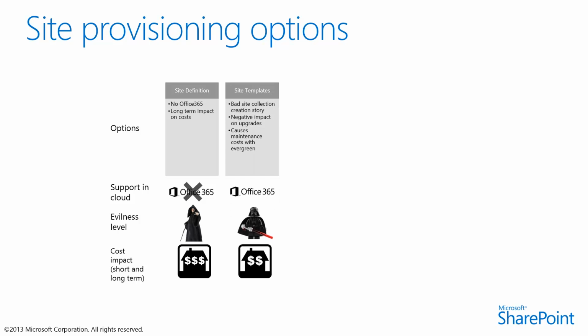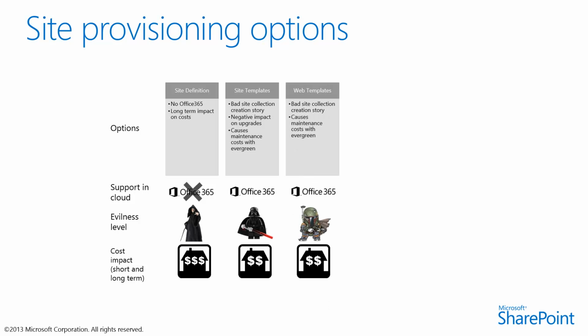The slightly friendlier option is the site templates, which is essentially the save site as a template option from the UI, which only works for the team sites, not the publishing sites. It does, however, have a negative impact on the upgrades. The site templates do not work whenever there's a major version upgrade in SharePoint. There's maintenance cost with Evergreen, which means that you always need to recreate the site templates. It does, however, work in Office 365, and it's pretty straightforward to do. So they are not as evil as site definitions, but they are slightly evil as well.